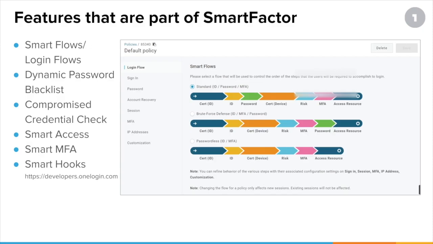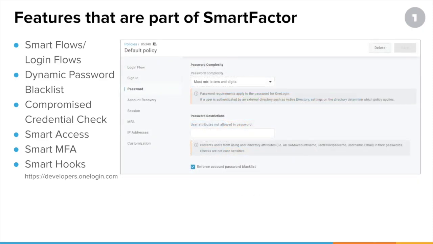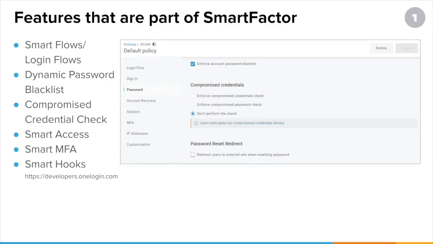Or you could choose brute force, which prompts for MFA before it prompts for passwords. SmartFactor also includes dynamic password blacklist and compromised credential check. These can control what passwords users can use, based on either preventing them from using particular words or even using passwords that have already been compromised through breaches of other systems.